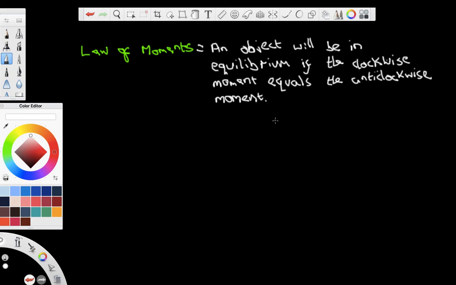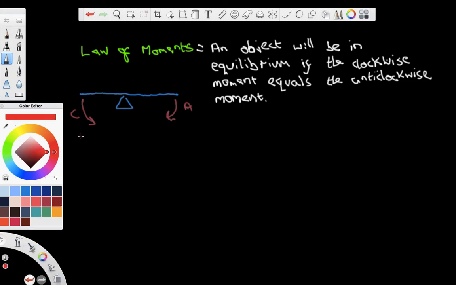I want you to imagine that we've got a seesaw, like in the previous question, with a pivot in the middle. If the moment on one end is equal to the moment on the other, so this is our clockwise moment and this is our anti-clockwise moment, the seesaw will balance, and therefore we say that it's in equilibrium. So we can always tell if a seesaw is in equilibrium by calculating both moments.